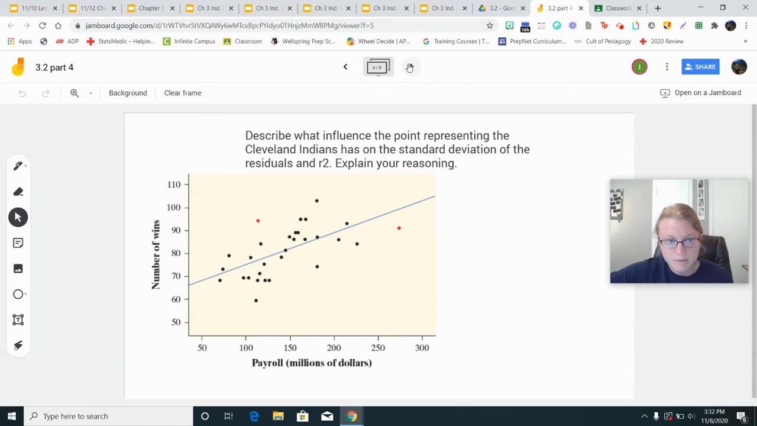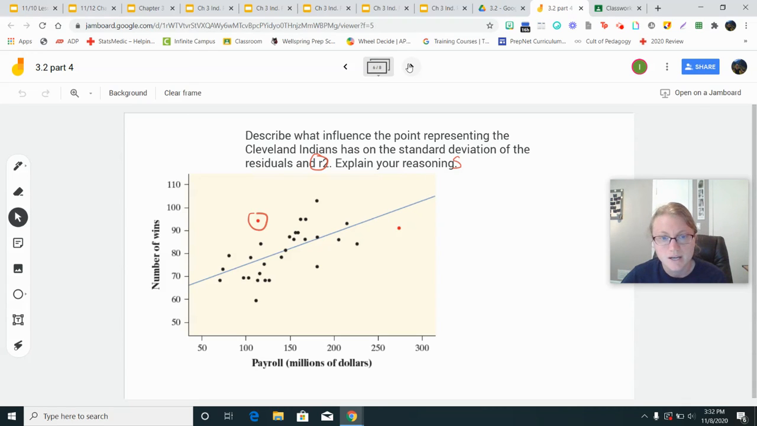So for part B, Cleveland: we want to talk about what influence this point has on the standard deviation of the residuals and the R squared. So S and R squared. S is like the average error that we have every time we make a prediction. So how close is Cleveland to our blue line?